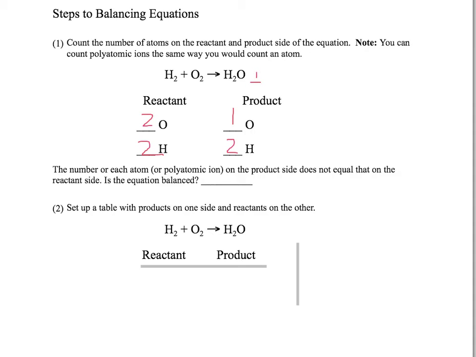Now we need to double check if the number of each atom is going to be the same on the product and the reactant side, and in this case it's not. So is this a balanced equation? The answer is no. This is not a balanced equation.